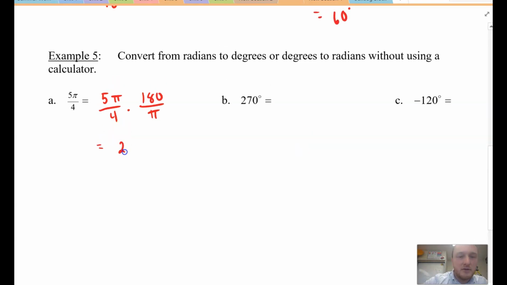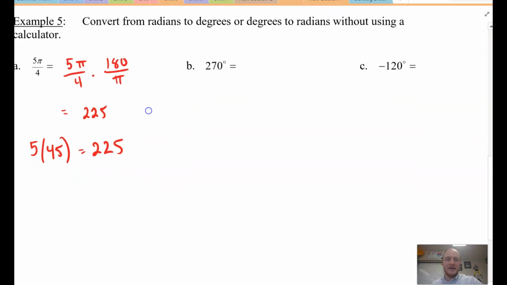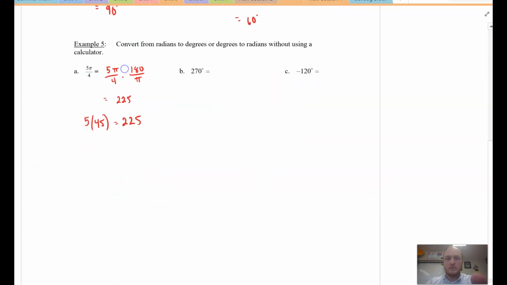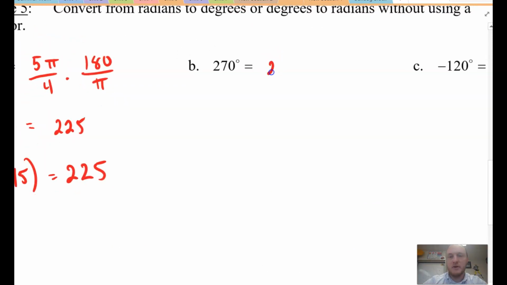225. Another way, too, is you can say, hey, that's 5 times 45, right? So that would give me 225. Okay? All right, 270 degrees. Whew. Here's where you do the reverse. So if I have 270 degrees and I want to go to radians, I'll put pi on top and I'll divide by 180. Okay, and this is 3 pi over 2.